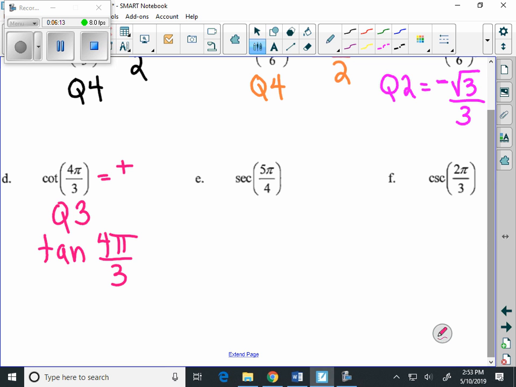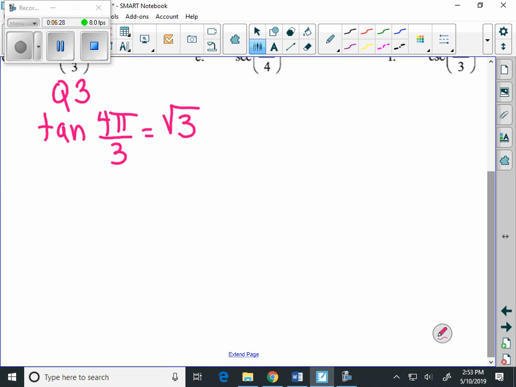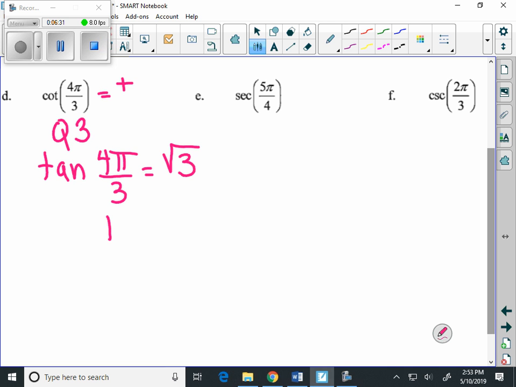If we think about that, tangent is the reciprocal of cotangent. So when we think about the tangent of 4 pi over 3, our value is square root of 3. But again, these are reciprocals. So in this particular problem, we need to take the reciprocal. It's going to be 1 over the square root of 3.